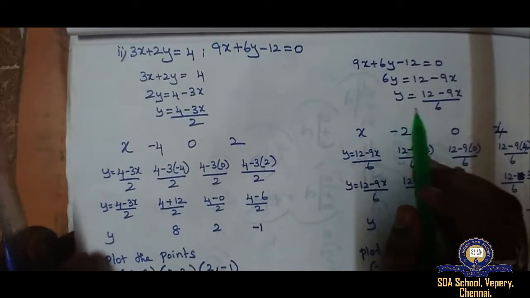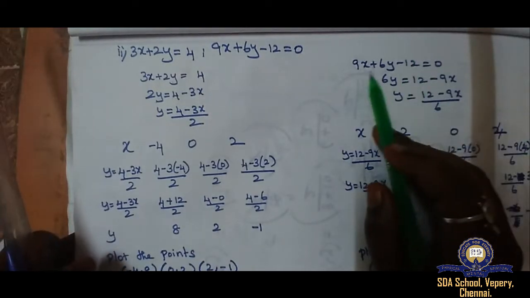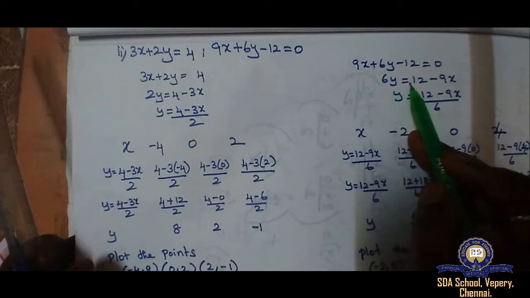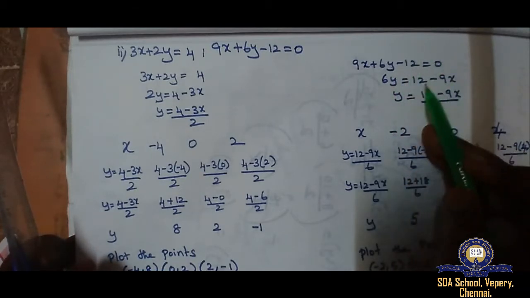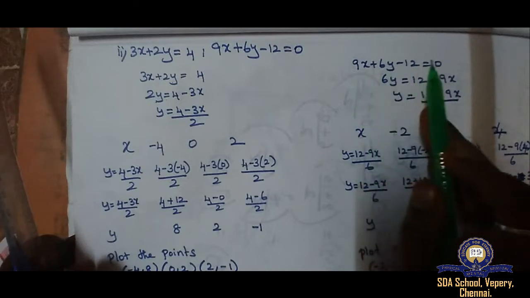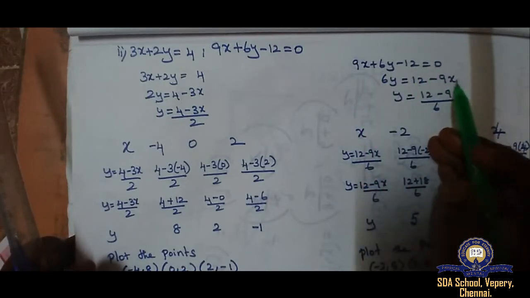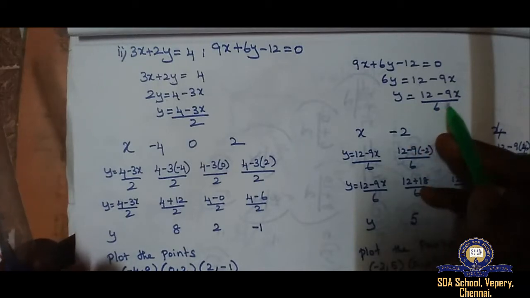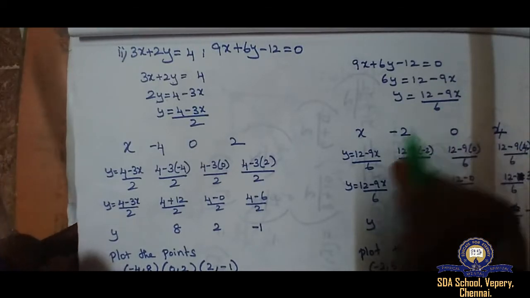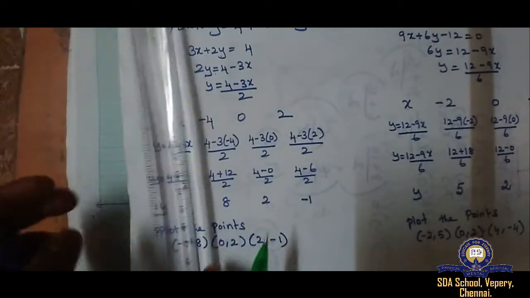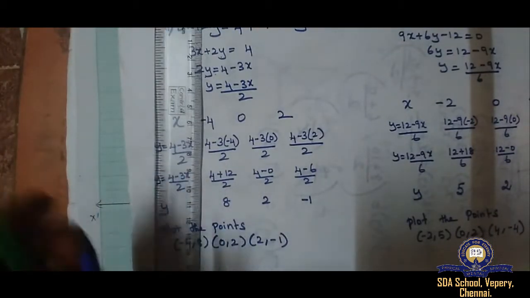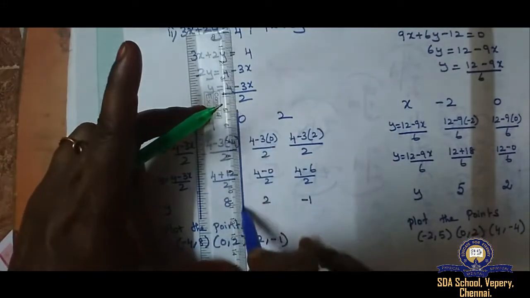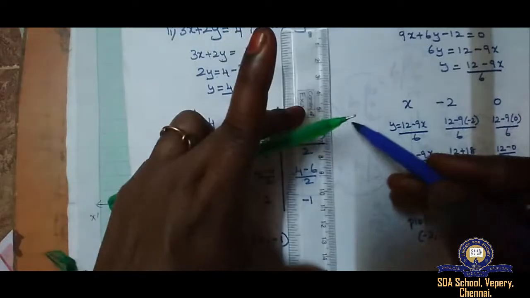Here we'll see how this equation is split. 9x plus 6y minus 12 equal to 0. So 6y is equal to, if the minus 12 goes that side, 12, and if 9x goes that side, minus 9x. Therefore this 6 came down. So y is equal to 12 minus 9x divided by 6. We'll see how the tabular column is formed. I have taken x values as minus 4, 0 and 2.